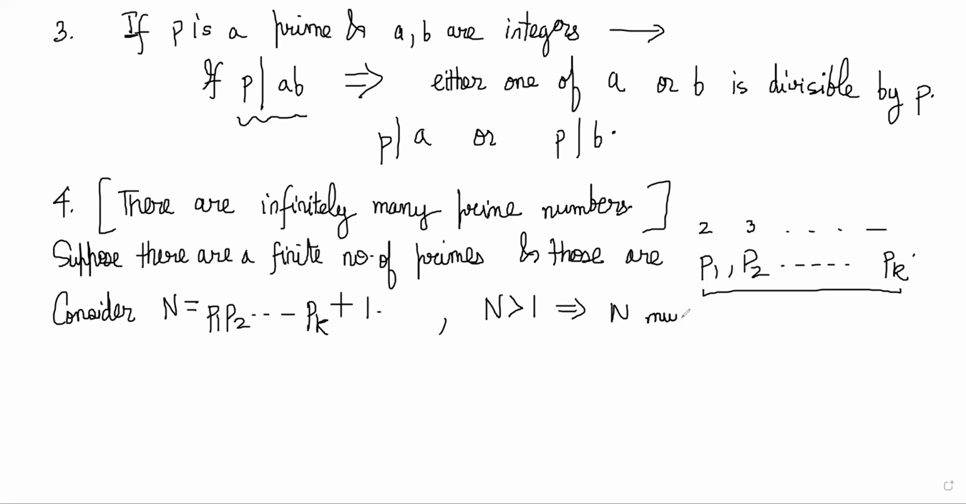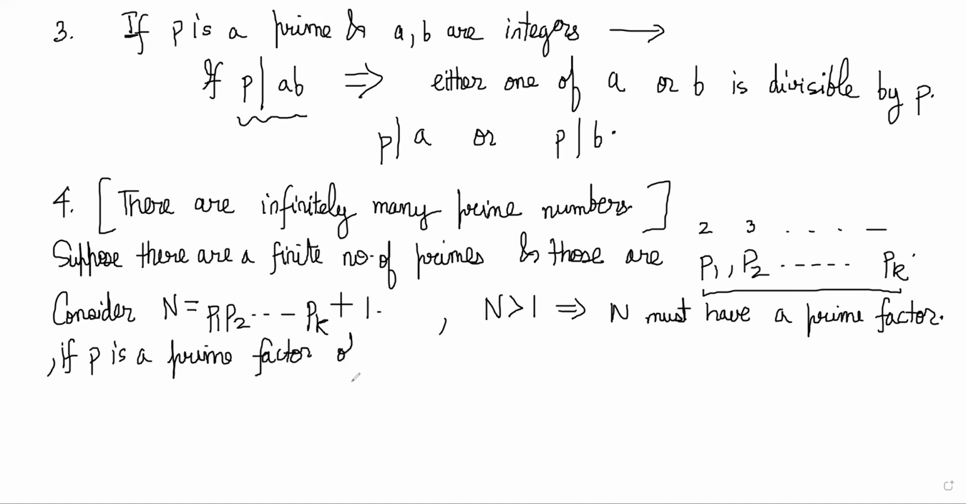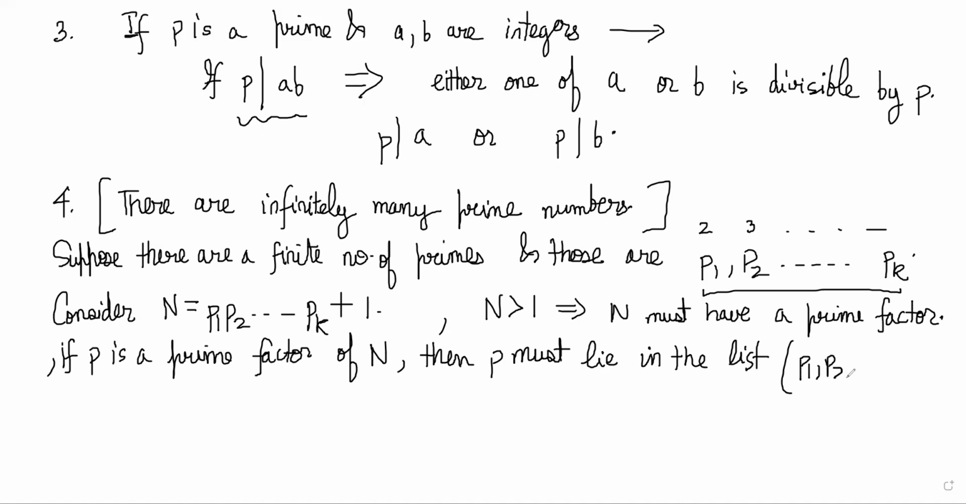Therefore, n must have a prime factor, since it is greater than 1. And if P is a prime factor of n, then P must lie in the list of primes, which is P1, P2 till Pk. P must lie in that list of primes, right?